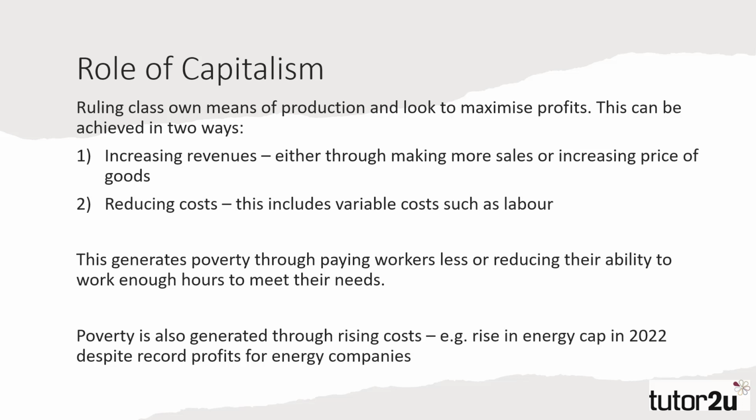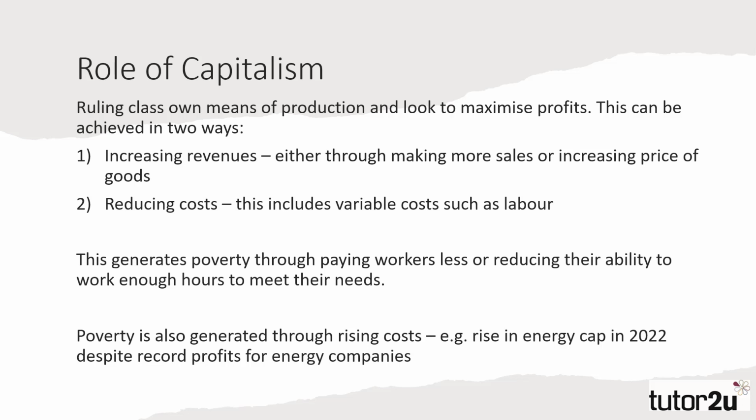So how does capitalism create poverty? According to Marxists, the ruling class own the means of production and they look to maximise their profits from their investments. This can be achieved in one of two ways, and often both simultaneously. Firstly, the ruling class can look to maximise profit through increasing revenue, and this can be achieved through either making more sales or through increasing the price of their goods. Secondly, they can look to maximise profit by reducing costs.